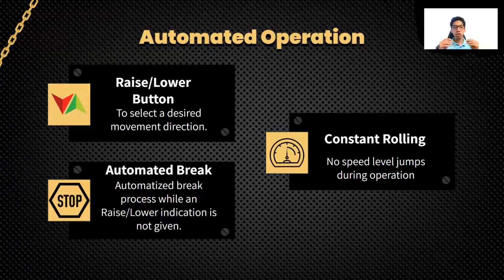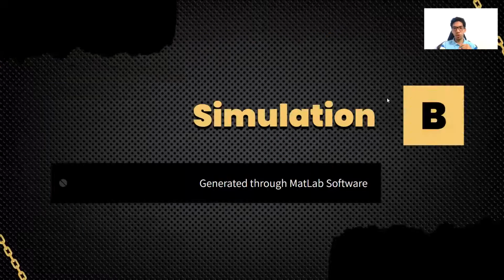We also need a constant rolling velocity. This means that we don't want to have any speed level jumps during the operation. So we can have a certain acceleration, but it must be controlled and continuous. We don't want high accelerations or decelerations that can end up in a problematic situation in the labor operation.